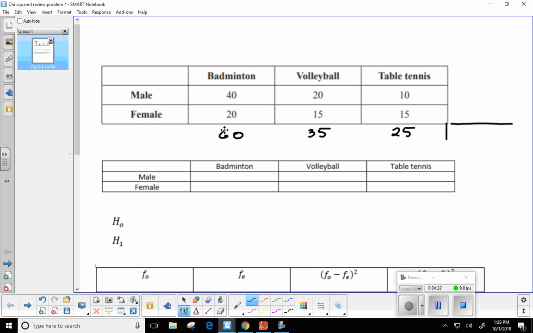120, yes. So hopefully my column values over here are going to add up to give me that as well. So let's see, 40 plus 20 plus 10 would give me 70. And then 20 plus 15 plus 15 will give me 50, and that is adding up to 120. Remember, this is what we refer to as a contingency table. So this is my observed frequency data. This is the data that was actually collected. Now, what I've set up here, this is your expected frequency values.